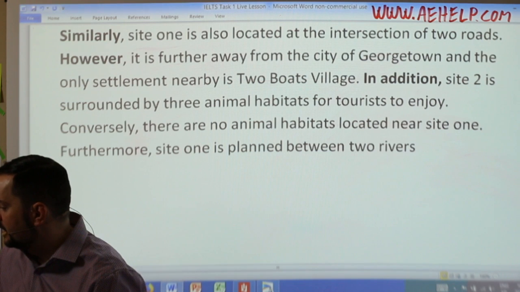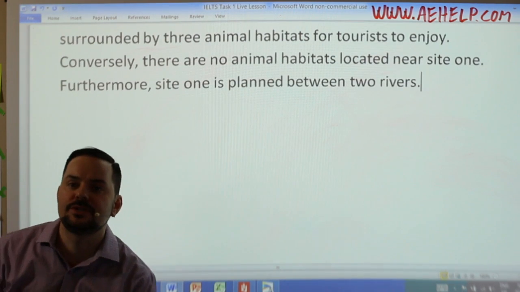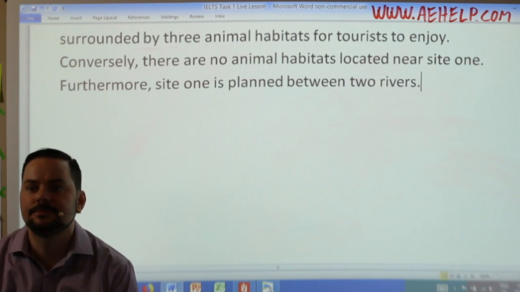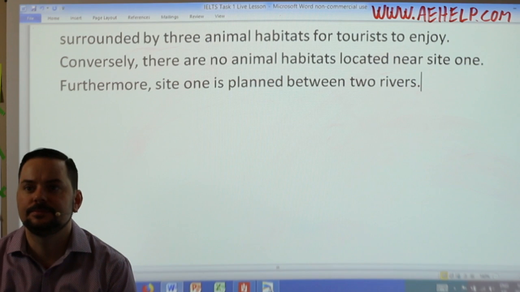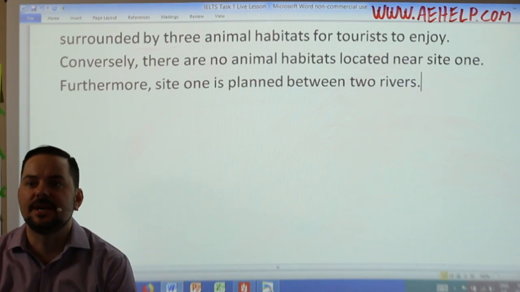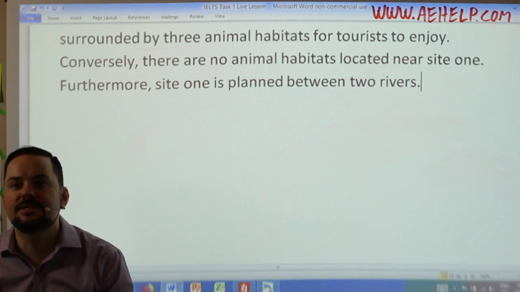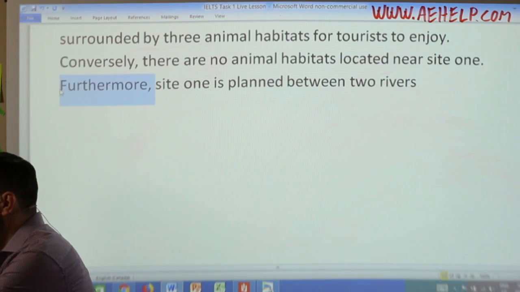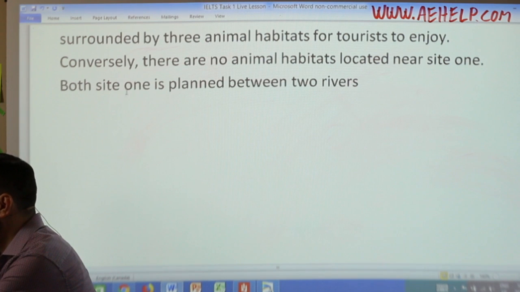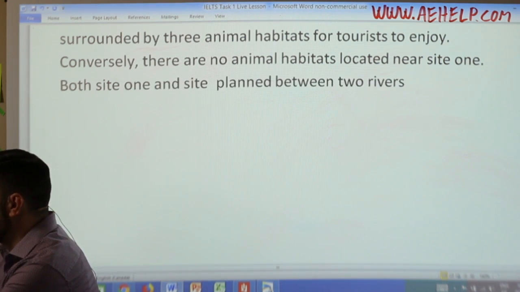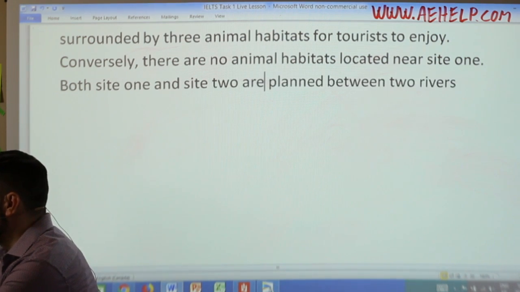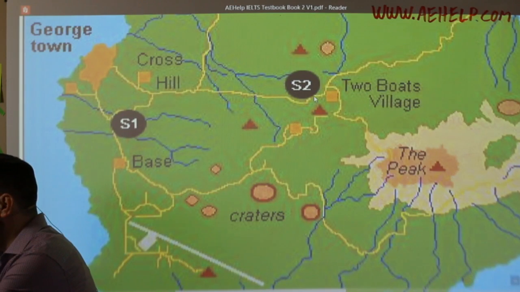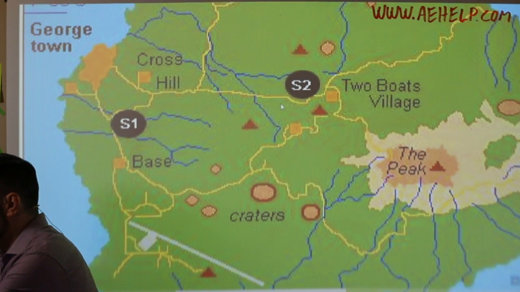Okay. And then what can I say to move back to Site 2? How about Site 2? Yeah, both sites are located between rivers. So nice, we can correct for that. Both Site 1 and Site 2 are planned between two rivers. Sure, yeah, and it's arguable. It's a little bit further away for the second river here, but Site 2 is also between two rivers. So that's a very nice comparison to make there.